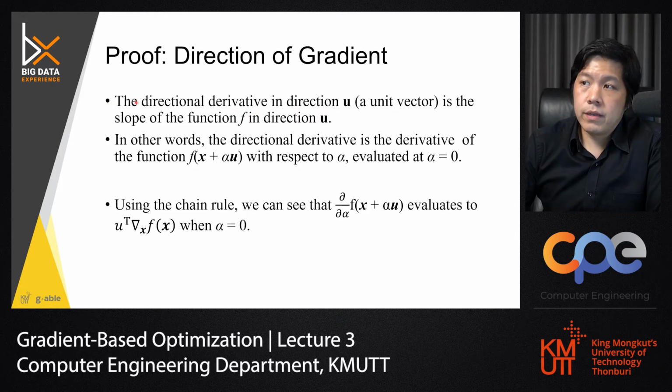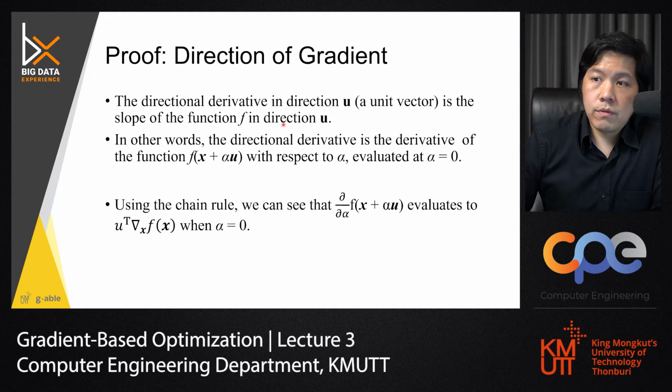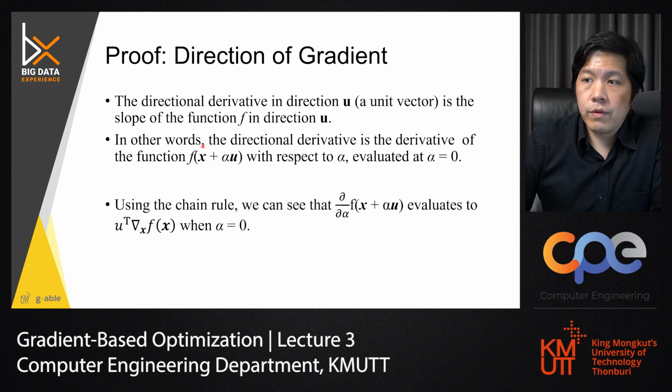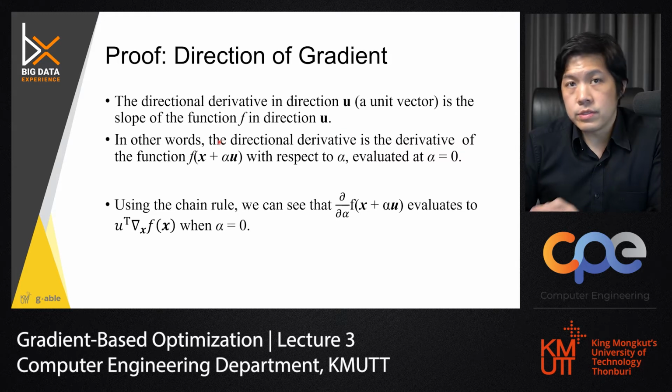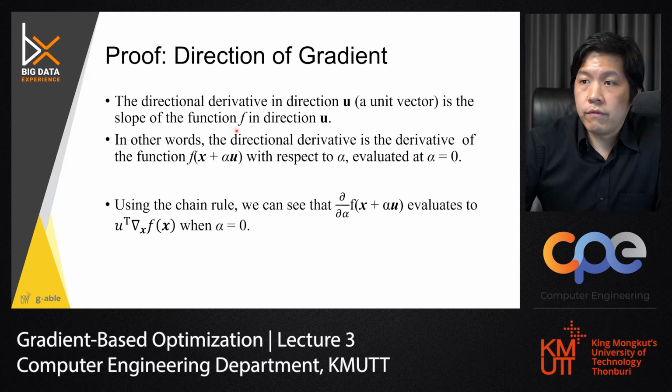So we will perform the derivative with respect to the unit vector u. We will try to identify this vector u, which would be the slope of the function f in the direction of u. So what we have here is that we will take the directional derivative to see the change in direction of the function f(x), and then add it with alpha and u.